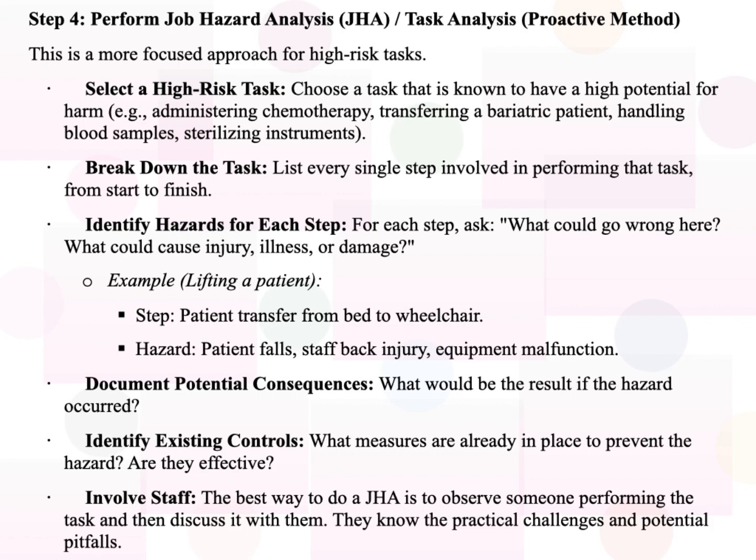Document potential consequences. What could be the result if the hazard occurred? Identify existing controls. What measures are already in place to prevent the hazards? Are they effective? Involve staff. The best way to do a job hazard analysis is to observe someone performing the task and then discuss it with them. They know the potential challenges and potential pitfalls.